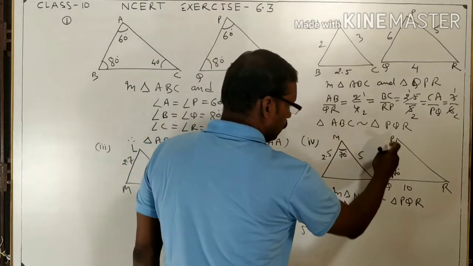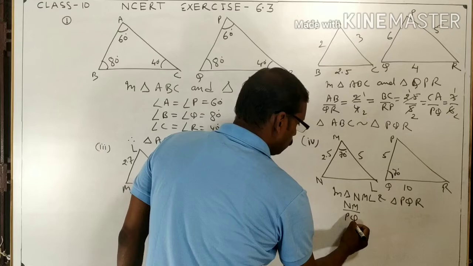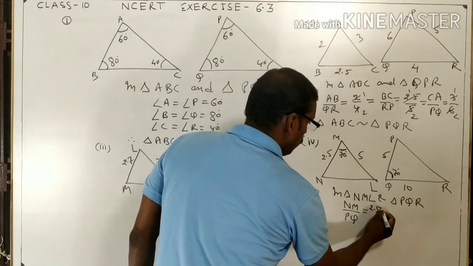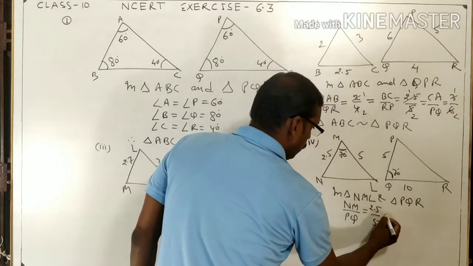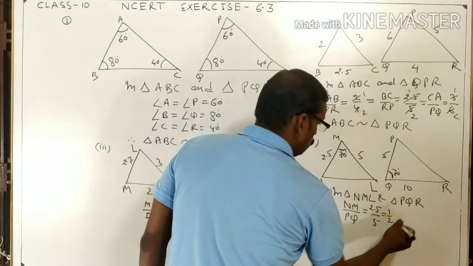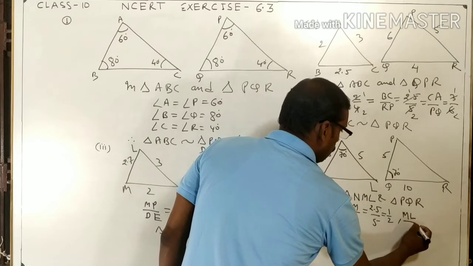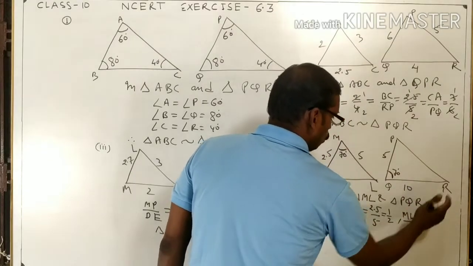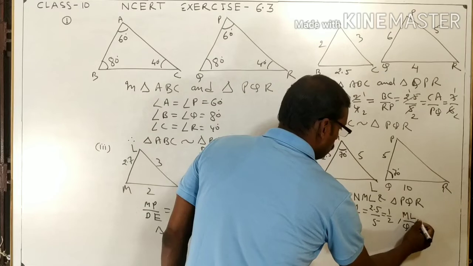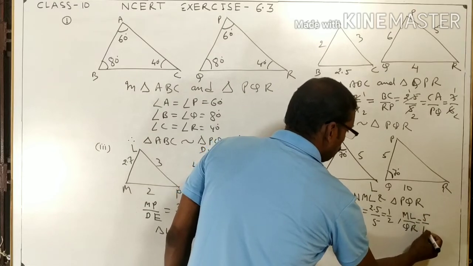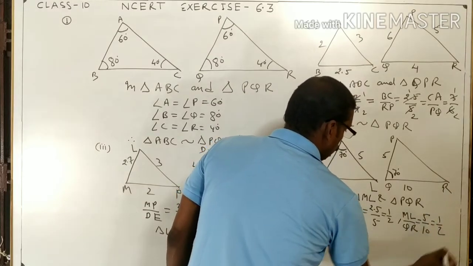Now write NM by PQ equal to 2.5 by 5 equal to 1 by 2. Also ML by QR equal to 5 by 10 equal to 1 by 2.